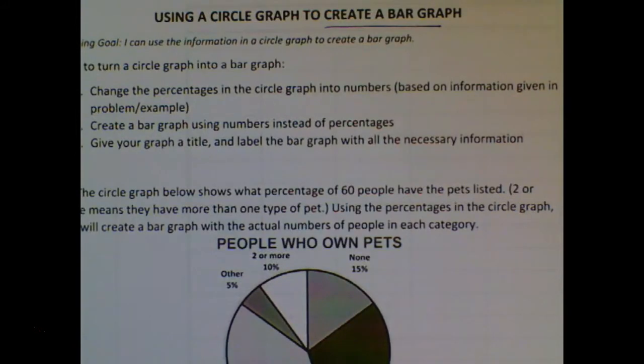In the example we're given, the circle graph below shows what percentage of 60 people have the pets listed. 2 or more means they have more than one type of pet. So that's this category right here. That means they own like a cat and a dog, a cat and a bird, a dog and a bird, whatever, 2 different species of animals. And then we're going to use the percentages in the circle graph to create a bar graph with the actual numbers of people in each category.